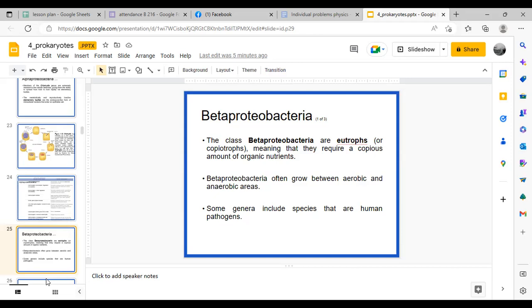Okay, another class, you have beta proteobacteria. So these are eutrophs, or they need a lot of organic nutrients. So you need a lot of oxygen, although they can live in environments that have less. So beta proteobacteria can grow between aerobic and anaerobic areas. And some of these organisms include species that are human pathogens.